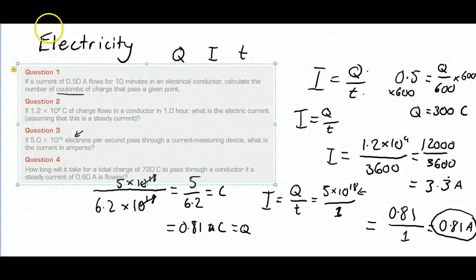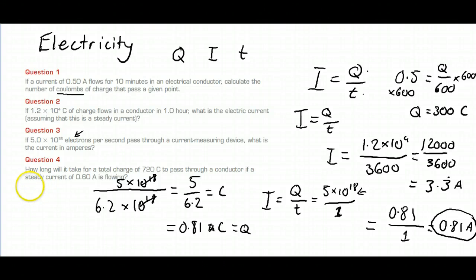Okay, finally we've got question 4. I'll do that in a red pen so it's a bit easier to distinguish. How long will it take for a total charge of 720 coulombs to pass through a conductor if a steady current of 0.6 amps is flowing? So again, we've got I equals Q over T.